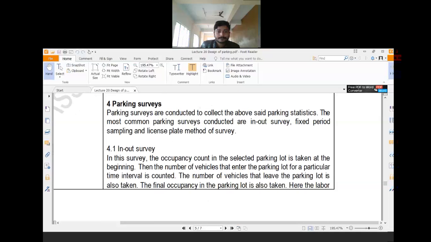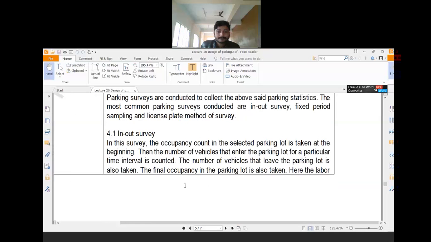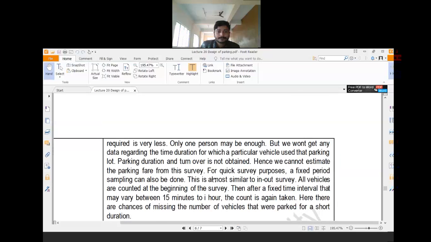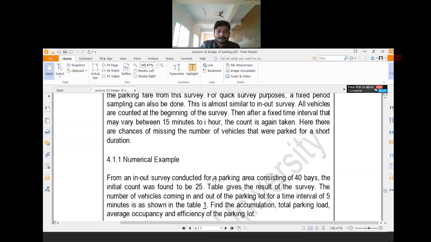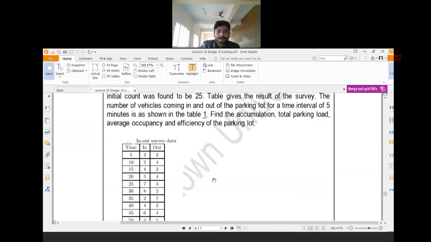And the last portion is parking survey. In the parking survey, there are different types of survey. The first one is the in and out survey. In a parking area, you can take your notebook and write down the registration numbers of the vehicles which are coming into and going out of the parking area. In this way, you can count the total number of parked vehicles over that area.